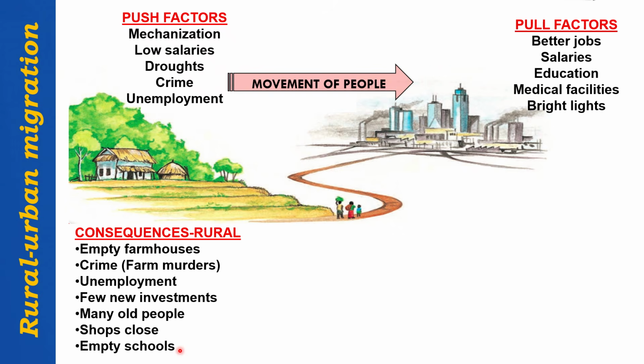And some of the consequences which I didn't mention here is family ties are also going to be broken, right? You see parents leaving their children and grandparents to work in urban areas, right? So those family ties are going to be broken, right?